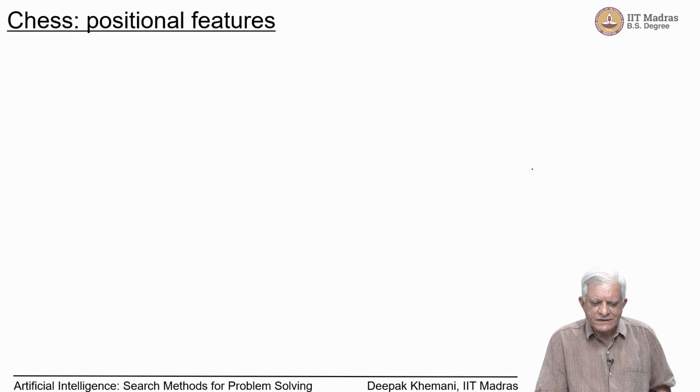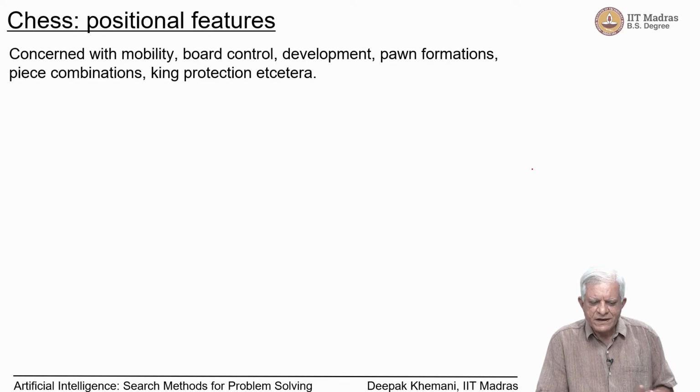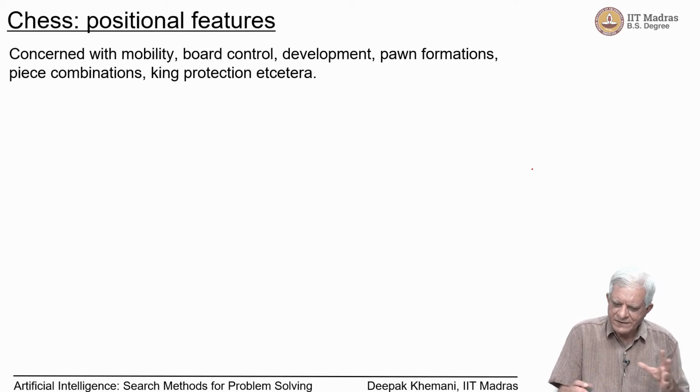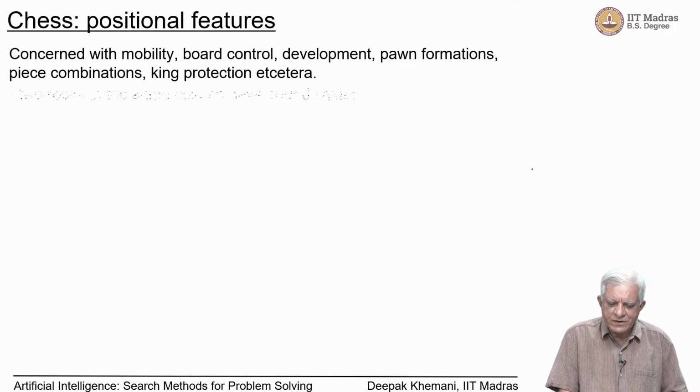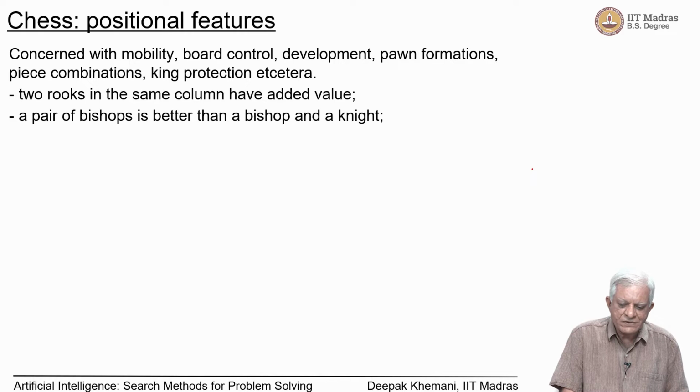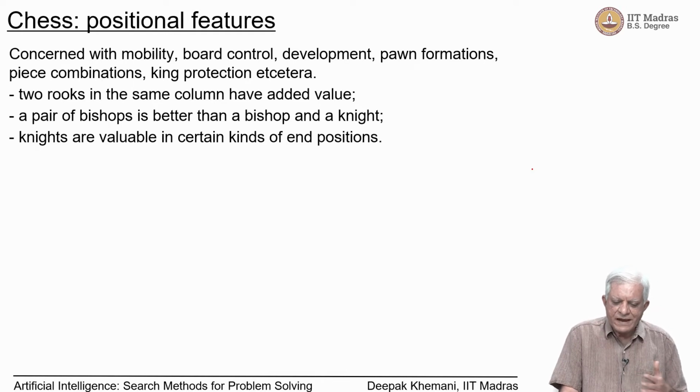So, positional features in chess are concerned with mobility, board control, development, how many pieces are mobile, pawn formations, piece combinations, like for example double rooks, and whether the king is protected, etc. Two rooks in the same column have added value. This any chess player will tell you. Double rooks, as they are called. A pair of bishops is better than a bishop and a knight essentially, because they can act in concert. Knights are valuable in certain kinds of end positions.